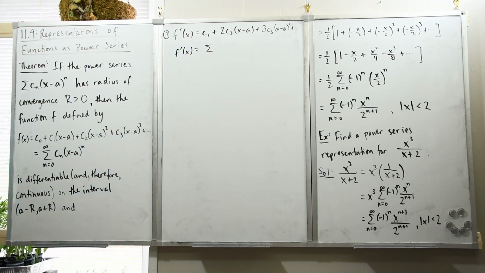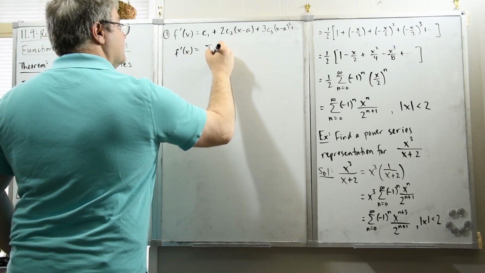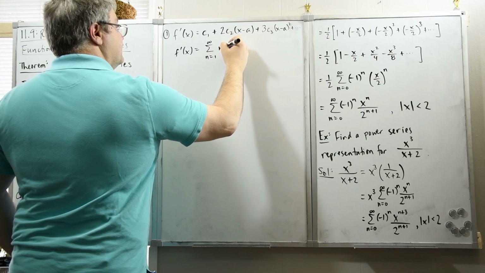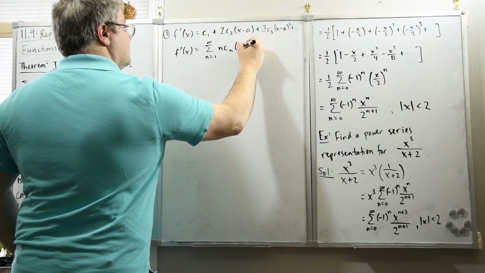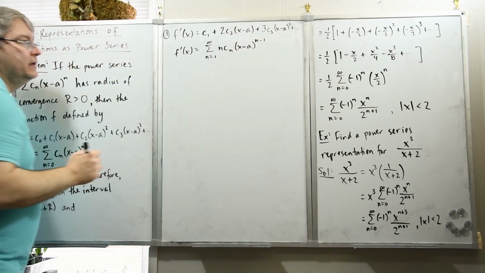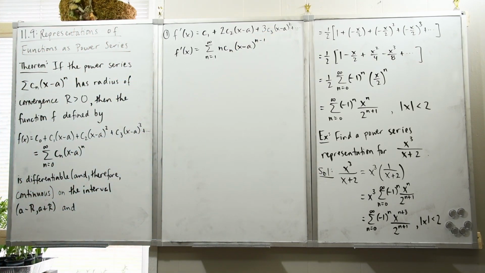It's going to be the summation n equals 1 to infinity of n times c sub n times x minus a raised to the n minus 1 power. Essentially, think about this general term and think about what you would get if you were to take the derivative of it. You'd have your constant multiple c sub n. Then you'd have n times x minus a to 1 less power. So that's all showing up here.